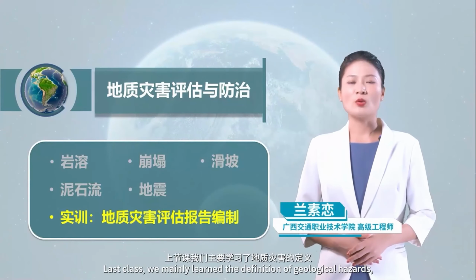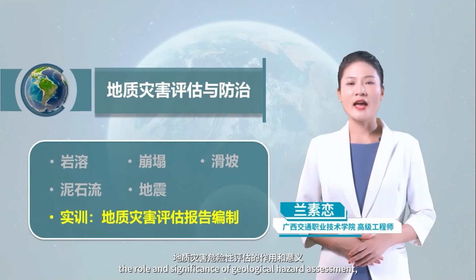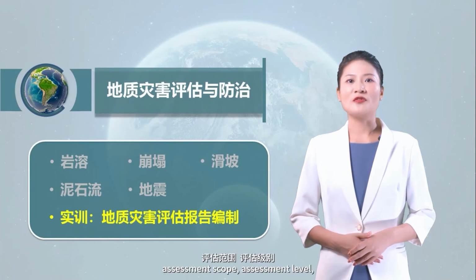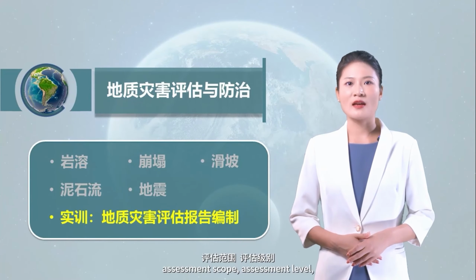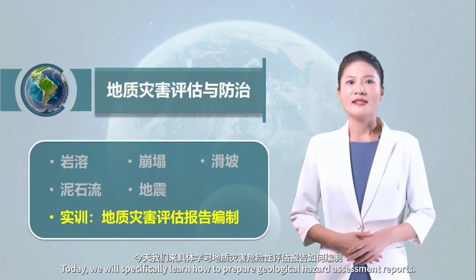Last class, we mainly learned the definition of geological hazards, the role and significance of geological hazard assessment, assessment scope, assessment level, and the main working methods and procedures of assessment. Today, we will specifically learn how to prepare geological hazard assessment reports.